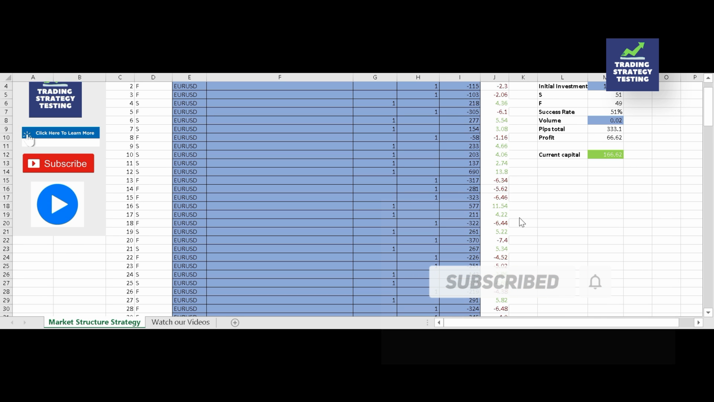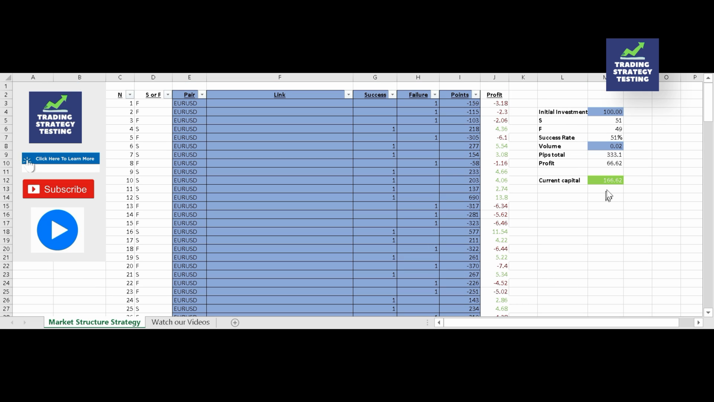After 100 trades, we have managed to make a profit of $66.62 and turned our $100 initial investment to $166.62. We recorded a win rate of 51%, which is pretty good in my opinion. While backtesting the strategy, the highest number of consecutive losing trades we recorded was 3, which makes the strategy safe for trades with higher risk, such as 2 to 3% of our total account.